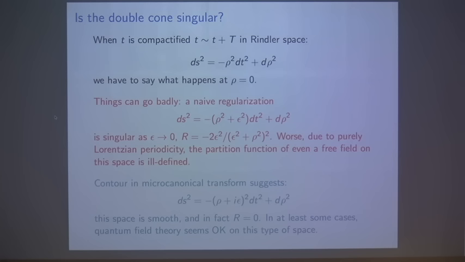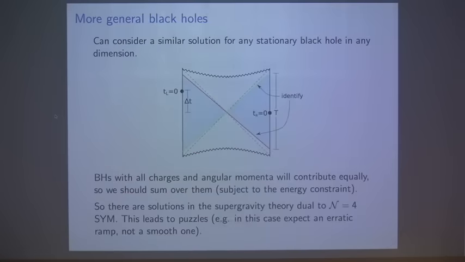Okay, so far, really what we did was just translate this SYK solution into JT gravity variables. But this can be generalized. So you can consider a similar solution for any stationary black hole in any space-time dimension. You just take a thermofield double two-sided version of that black hole, the maximally extended version of the black hole, and you identify it by a Killing time translation. So because the action is 0, black holes with all charges and all angular momenta will contribute equally. So we should sum over them, subject to the energy constraints.